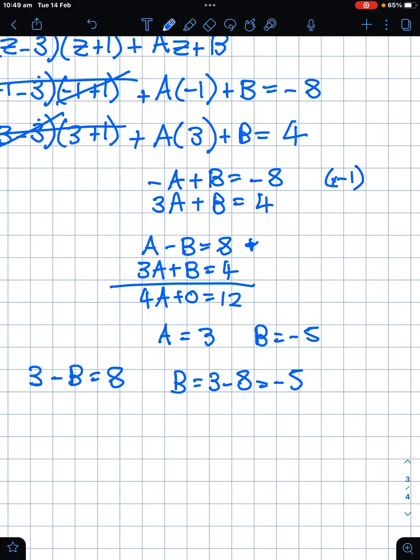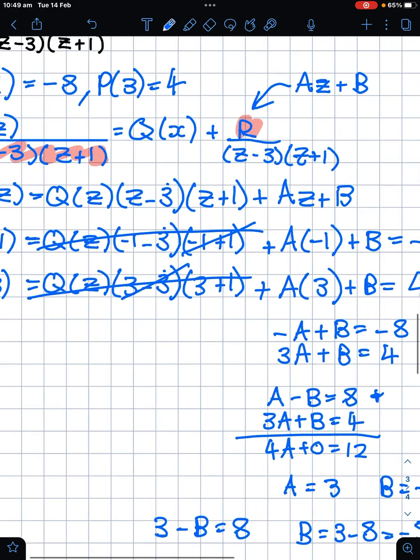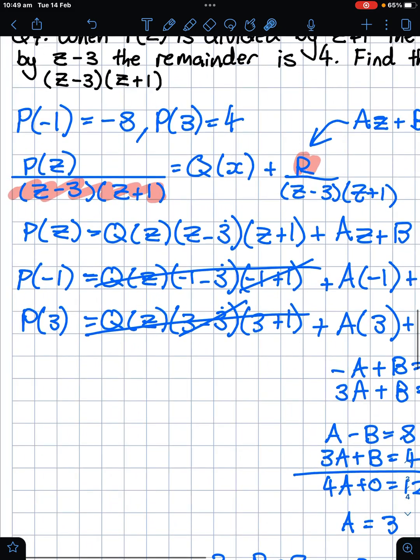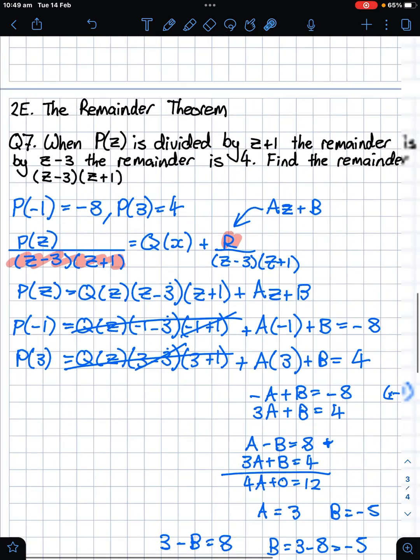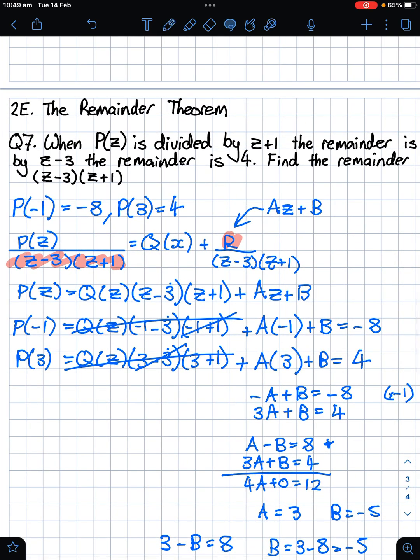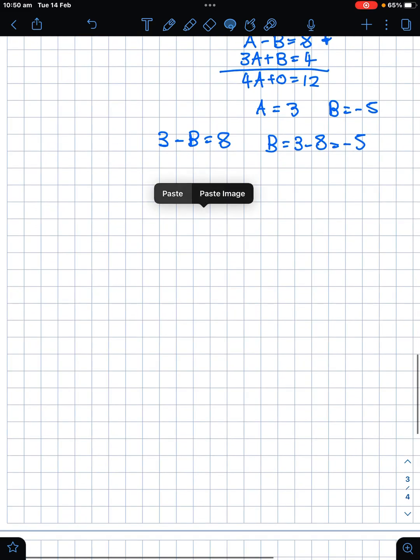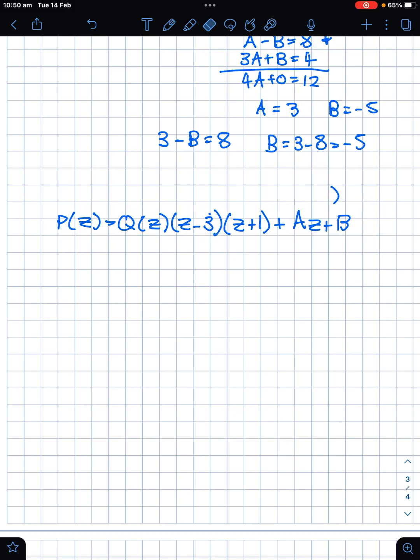Which means that now we go back up to our equation up here, and I'm going to copy and paste this down. This was our equation when we divided by a quadratic. So let's just drag this down so we don't have to rewrite it. Copy that. We'll paste that down there. Okay, now we can swap out our a and our b, and we're going to have a equals 3 and b equals negative 5.